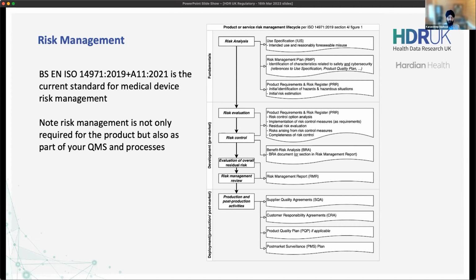And then, of course, you got your customer responsibility agreements, any product quality plans. What we mean by product quality plans is if you've got a physical product, you're not just strictly speaking software medical device. And then, of course, your post-market surveillance plan, which we talked about earlier effectively. So that's a quick overview of what risk management is.